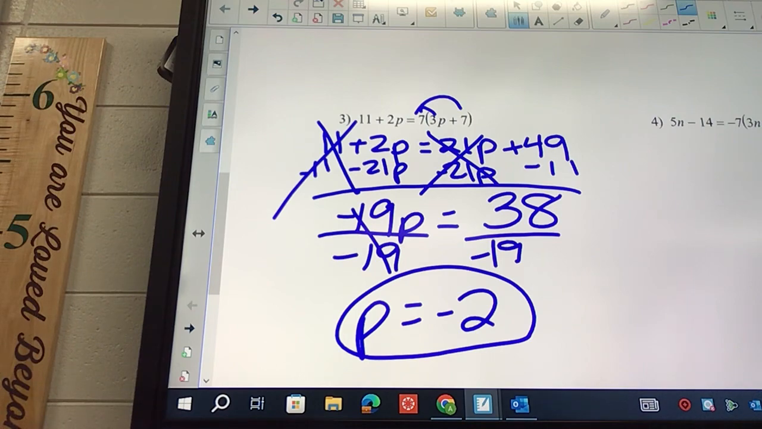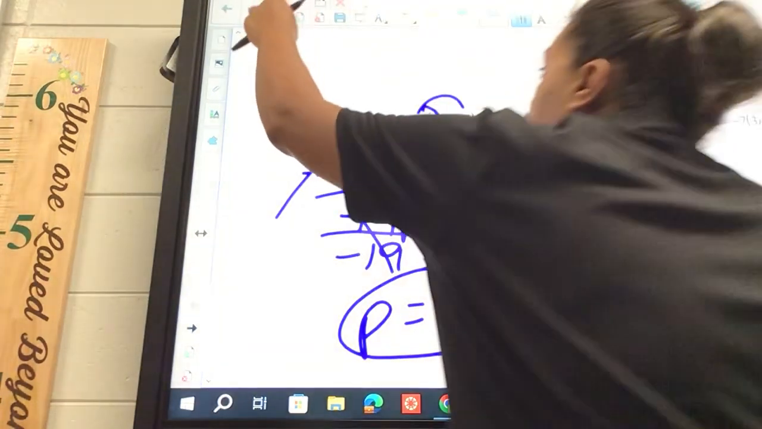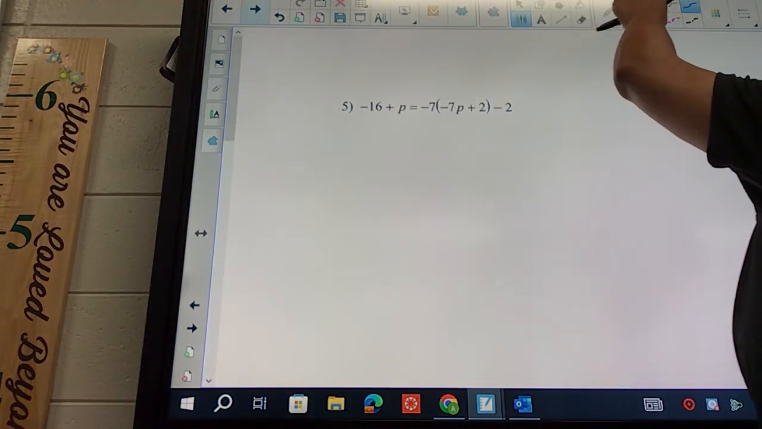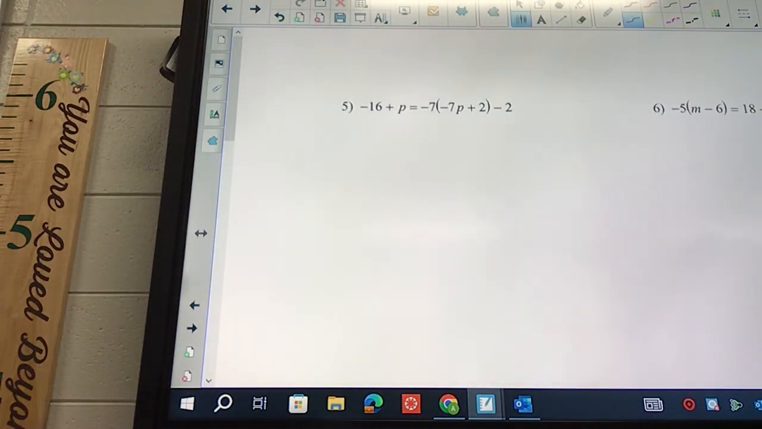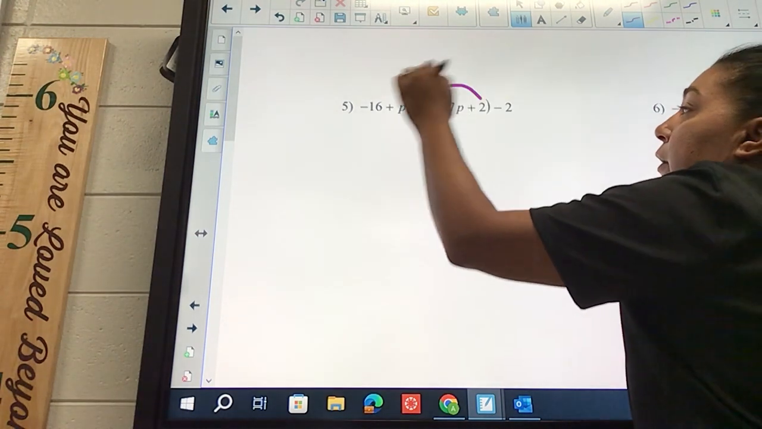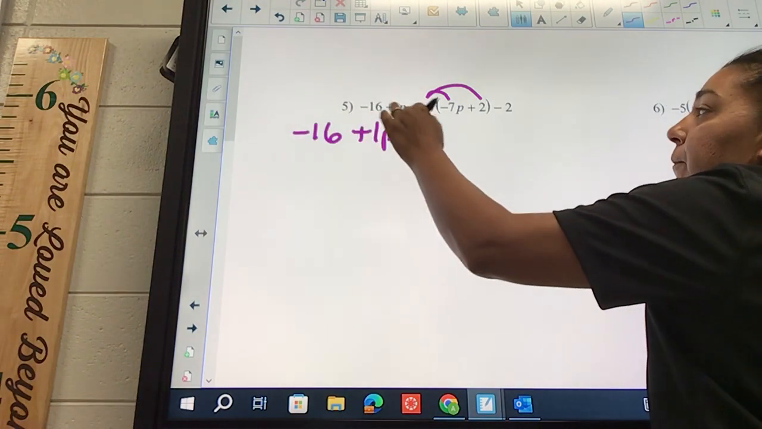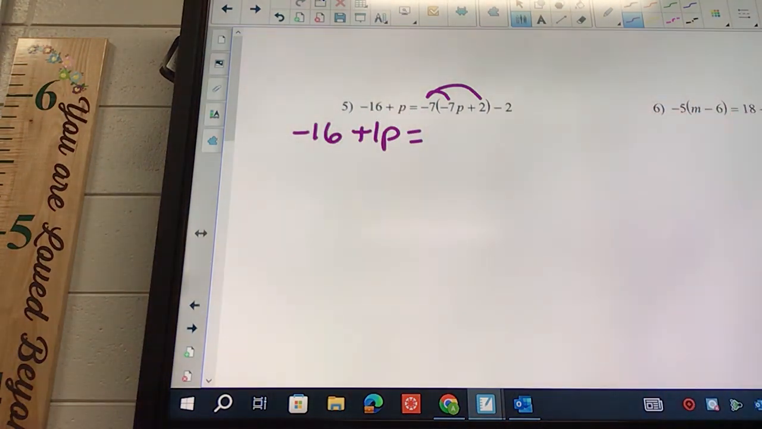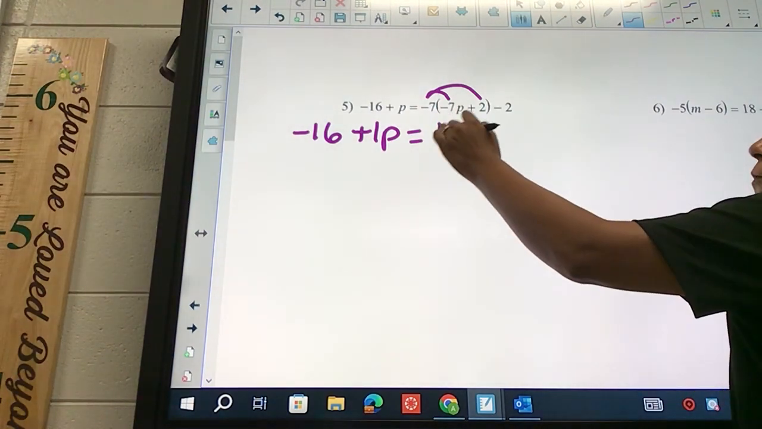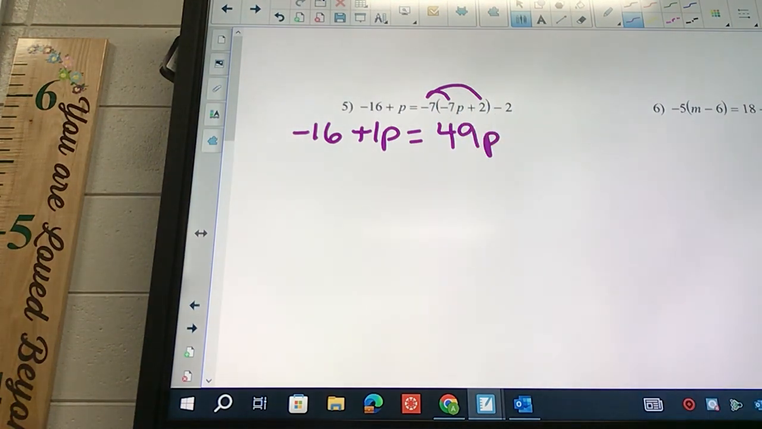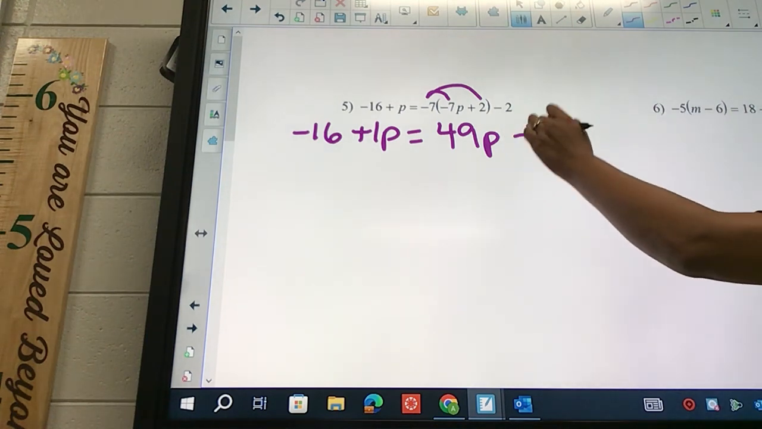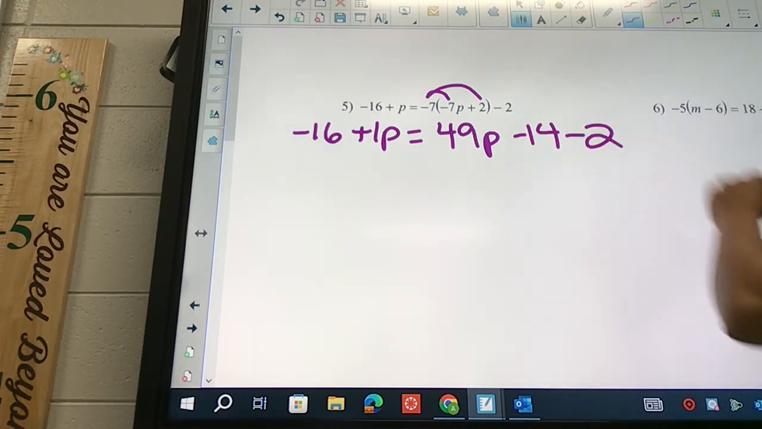Can I scroll? Okay, 5. What needs done first? Get rid of the parentheses. Okay, so we're going to go ahead and distribute. So I got negative 16p plus 1p. Negative 7 times negative 7 is going to be a positive 49p. And then negative 7 times 2 is going to be negative 14. And then I still have that minus 2.